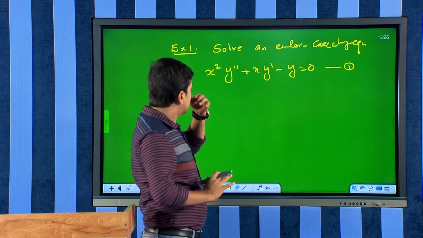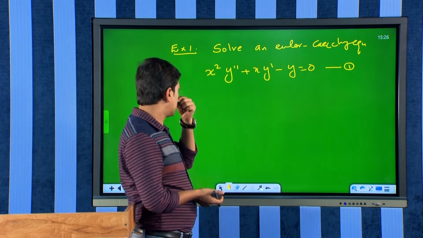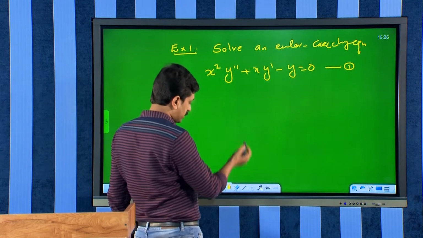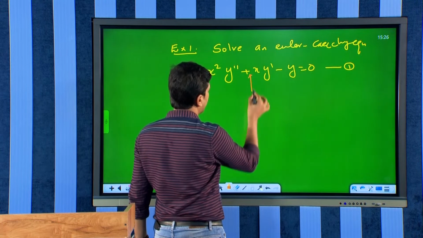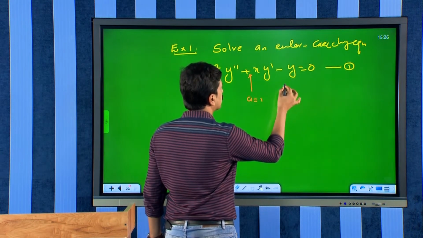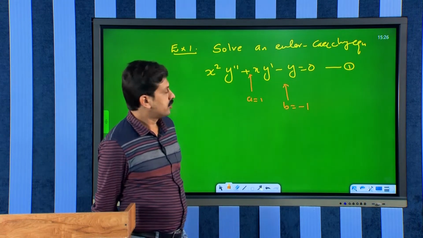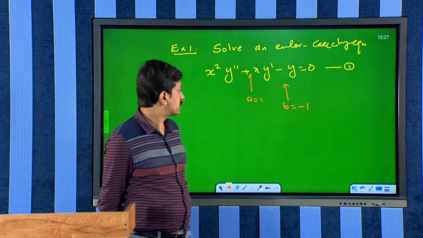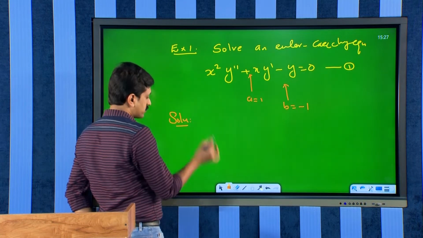See, just look into the equation. While comparing, x square y double dash plus a x y dash, the value of a is equal to 1 and the value of b is equal to minus 1. Fine, therefore to find the solution we can write the auxiliary equation.